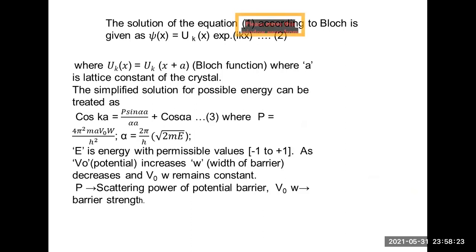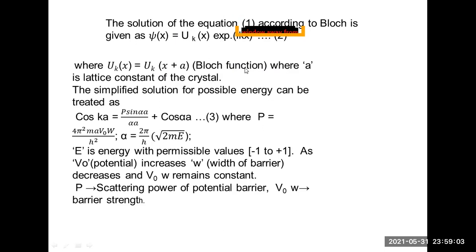Since the Schrodinger wave equation is a second order differential equation, that is d square psi by dx square plus 8 pi square m by h square into (E minus V) into psi is equal to 0. Since it's a second order differential equation, it should have a solution, psi of x is equal to uk of x exponential of ikx. You can see the figure. Here the scientists have introduced a function, and that function is known as the Bloch function.